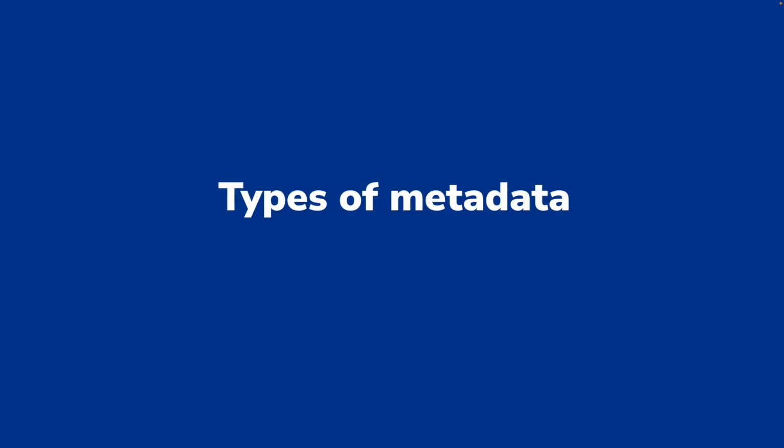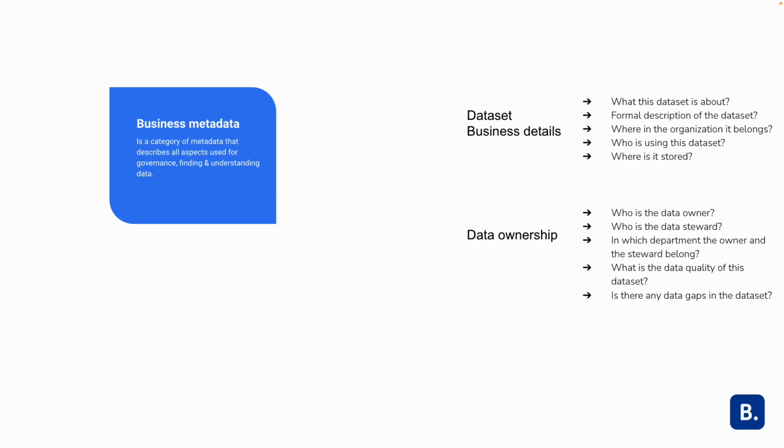So now let's jump to the types of metadata that exist. We have 4 types of metadata. The first one is business metadata, a category of metadata that describes the aspects used, for example, in governance, and in finding and understanding the data. So things like, where is my data set? What is my data set? A description of my data set. Who is using this data set? Who is the owner of this data set? Who is the steward? Where is it stored? In which application? And of course, the pillar of data ownership. Who owns the data? Who is the data steward? Etc. All these metadata can be classified as business metadata.